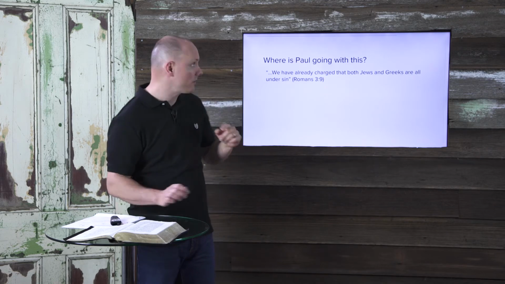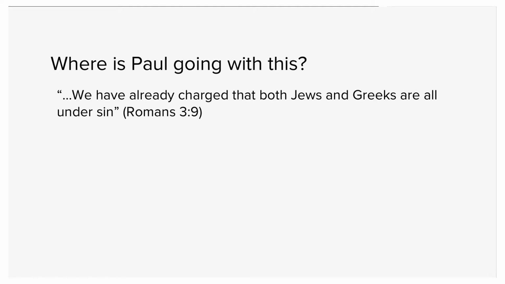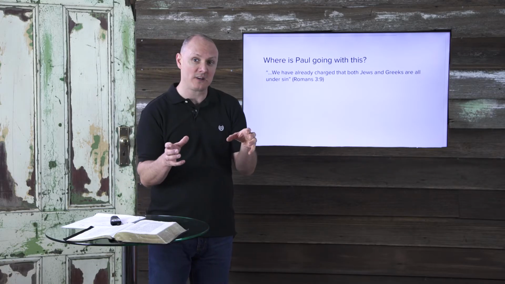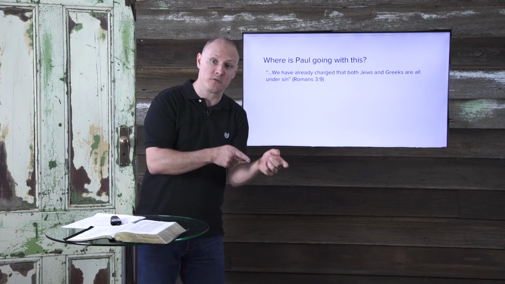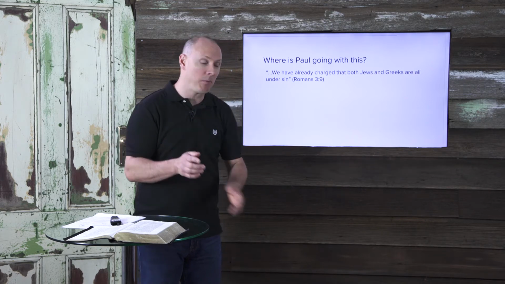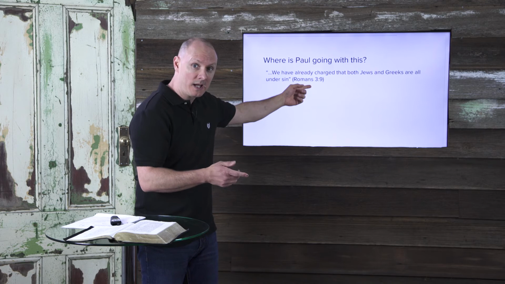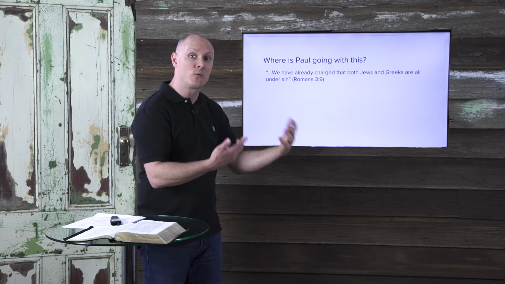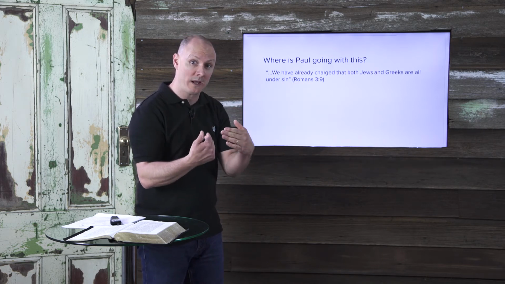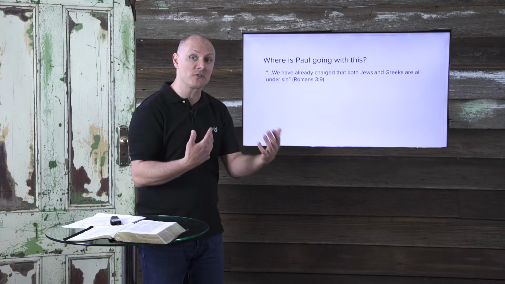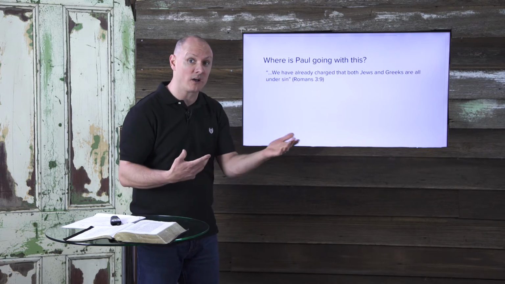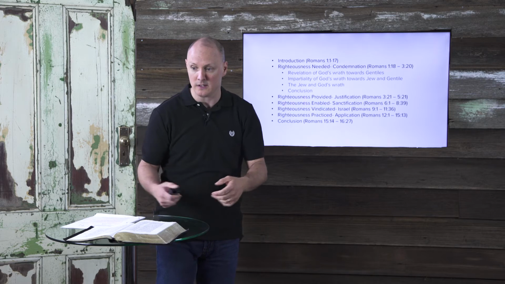In chapter 3, verse 9, Paul says, we have already charged or given allegations, given proof, that both Jews and Gentiles, Greeks, are all under sin. Now this is significant because when he gets to chapter 3, he says, we've been proving this. That means that everything Paul says up until this point is his proof. So we need to read it that way. We need to read Romans 1:18 through 3:20 as Paul's evidence that all of humanity is under sin, that all of humanity needs a Savior.